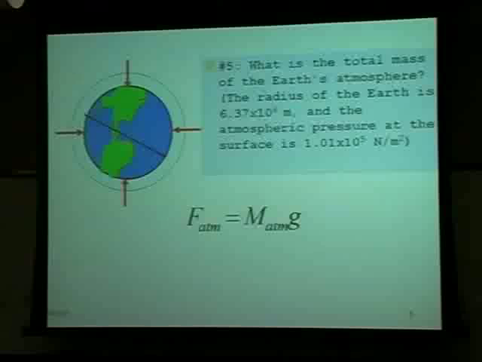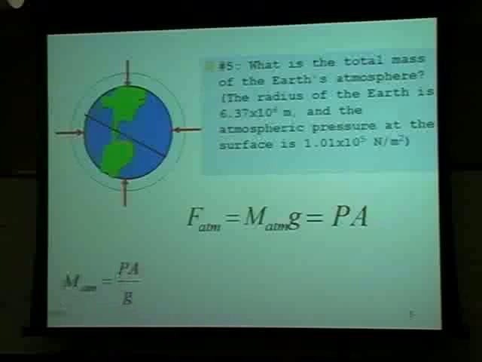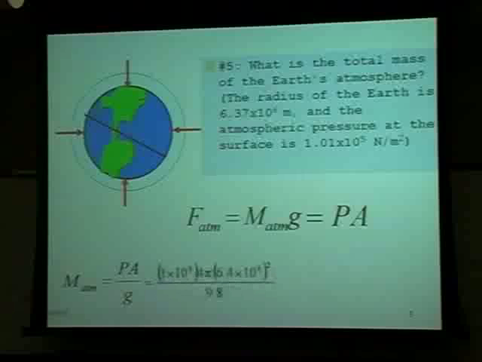So the force of the atmosphere is the weight of the atmosphere, and that should equal the pressure of the atmosphere times the surface area of the Earth. So the mass of the atmosphere is equal to the pressure times surface area over g. Pressure is 1.01 times 10 to the 5 newtons per meter squared. The surface area of a sphere is 4 pi r squared. So put in 4 pi radius of the Earth squared over 9.8.